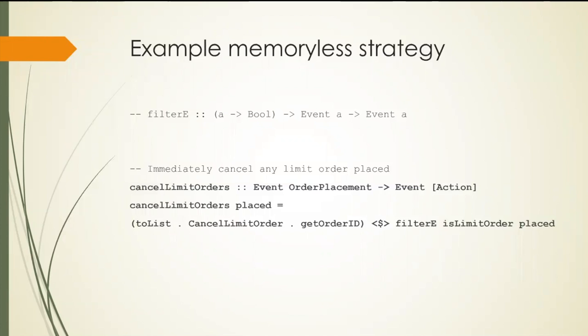Okay, that's it. This little strategy is not placing any orders, and that's a problem with it. But if it sees an order you placed, it's immediately going to try to cancel it if it's a limit order. You look at the filter combinator there, it's memoryless. It doesn't have any memory. So it's just an event A on the output.